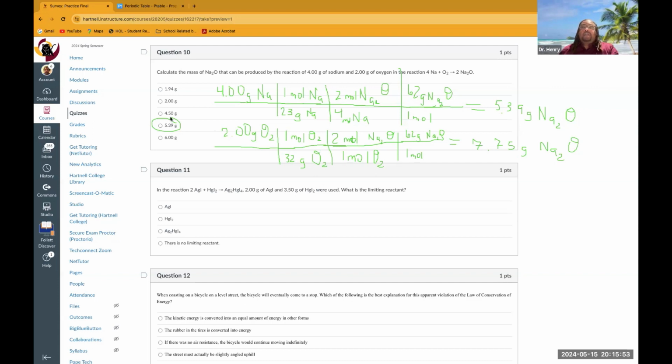It says, in the reaction, 2 silver iodide plus mercury 2 iodide yields silver mercury 2 iodide. 2.00 grams of silver iodide and 3.50 grams of mercury 2 iodide were used. What is the limiting reagent?